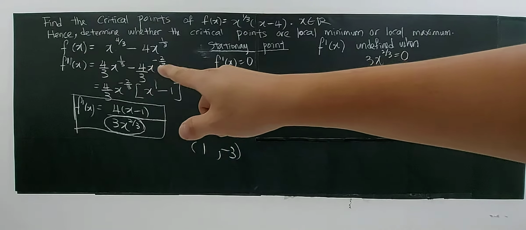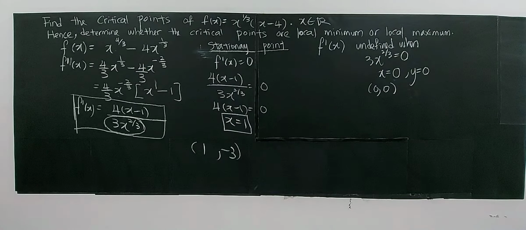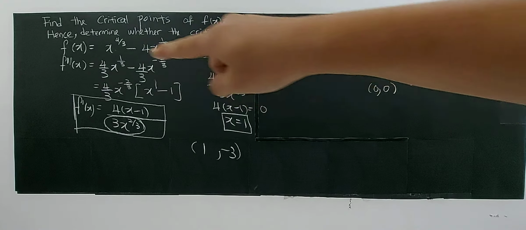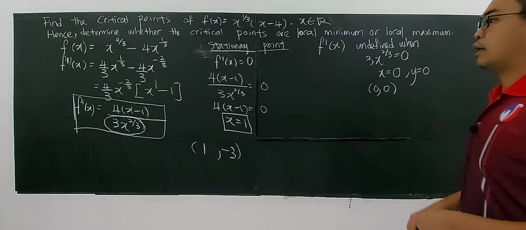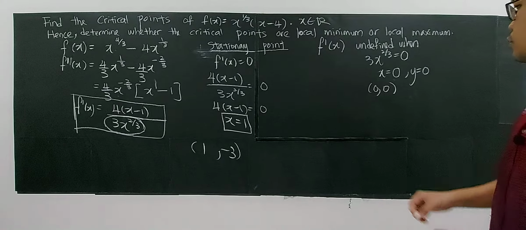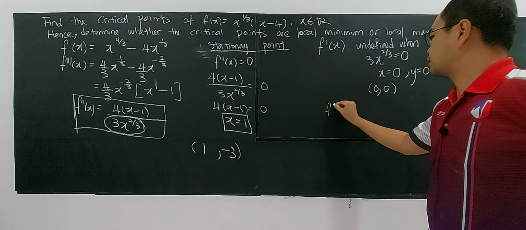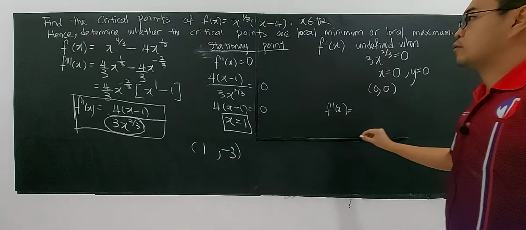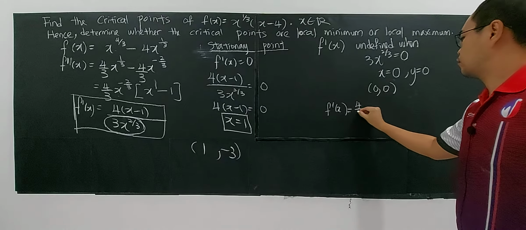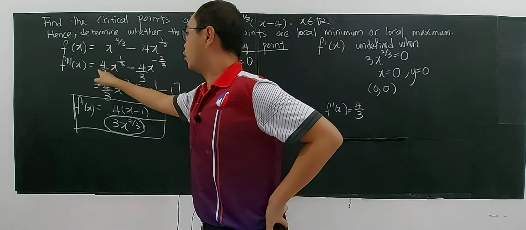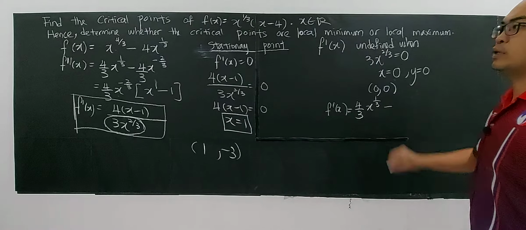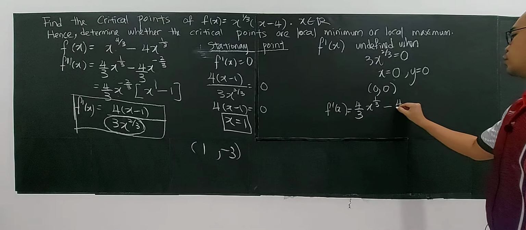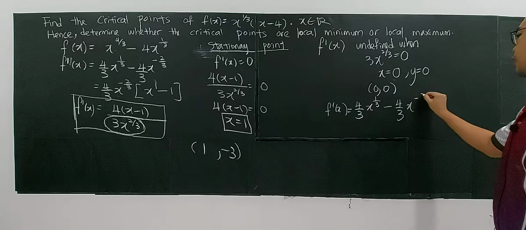Using the second derivative test, if you want, you can differentiate starting from this function here. So let's see what will happen. Now I have f prime x to be 4 over 3, x to the power 1 over 3, minus 4 over 3, x to the power negative 2 over 3.